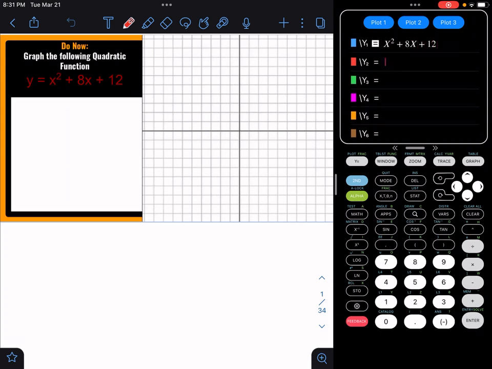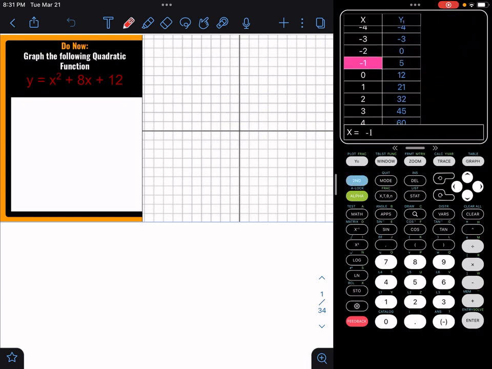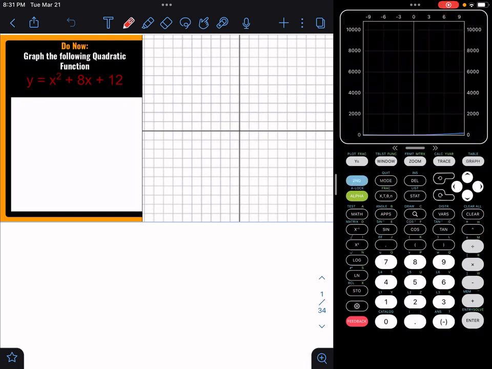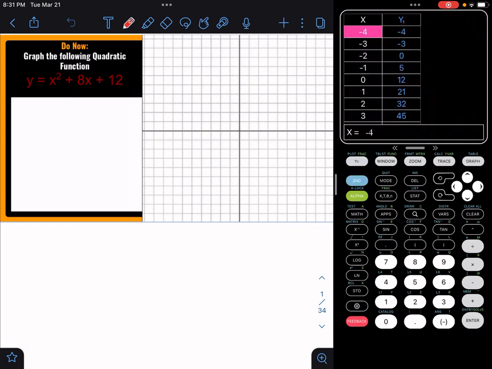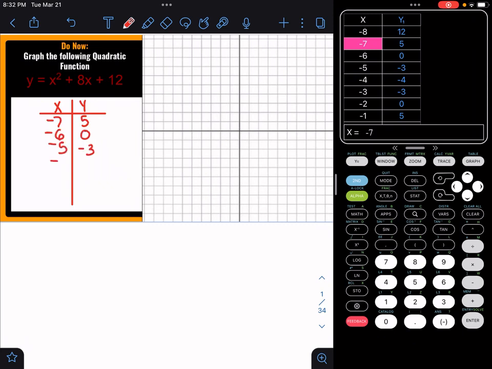Very nice. Now we're going to click second graph, let's just get a picture of what our graph would look like. And let's look at the table. Alright, so let's see what we're going to be graphing here. I'm looking for all the numbers that are smaller than 10. So I have (-7, 5), (-6, 0), (-5, -3), (-4, -4), (-3, -3), (-2, 0), (-1, 5).